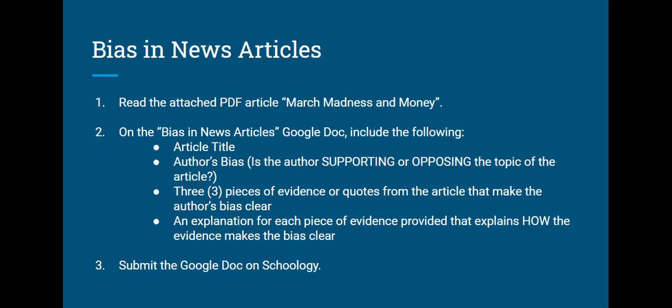You're going to pick 3 pieces of evidence or quotes from the article that make the author's bias clear. So anything that the author says that makes it clear that he or she is either supporting or opposing March Madness. And then you're going to give a quick little explanation for each of those 3 pieces of evidence, explaining to me how the quote that you pulled supports or explains the overall bias of the author.